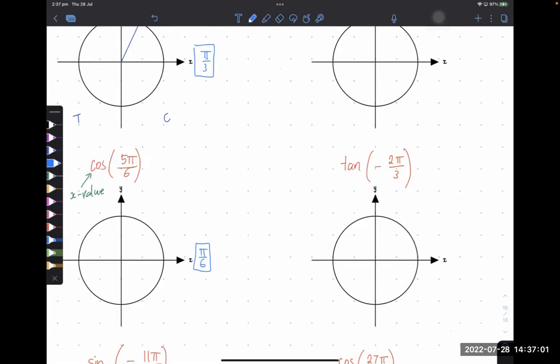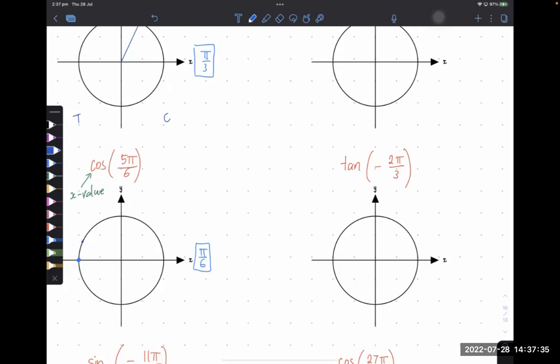Let's find where this is located. So see how it's 5 pi on 6. What's the closest multiple that it's located to? 6. So 6 pi on 6. That's located over here. 6 pi on 6 is 1 pi, so it's located on the left. And to get back to 5 pi on 6, do we go anti-clockwise or clockwise? Clockwise. We're going to land in this quadrant here.